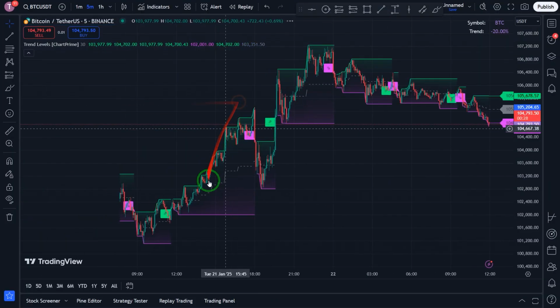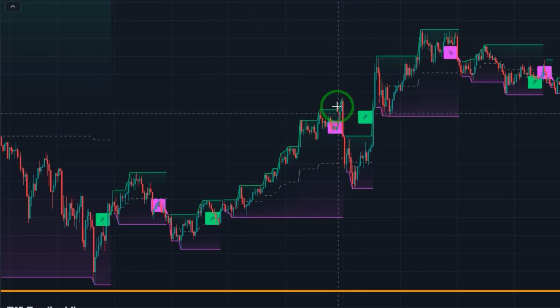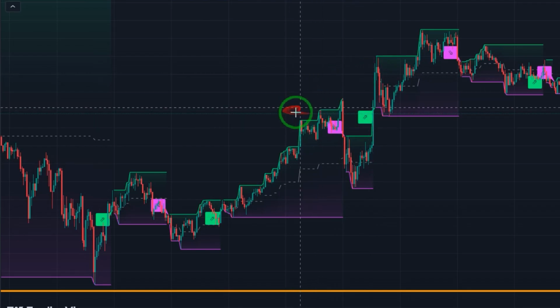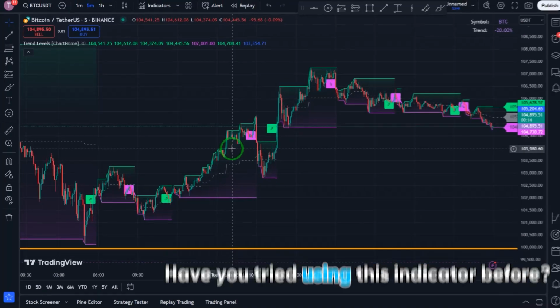This indicator highlights critical highs and lows in real time, showing us the market's momentum. But remember, no signal indicator is foolproof. We always need confirmation. Have you tried using this indicator before?